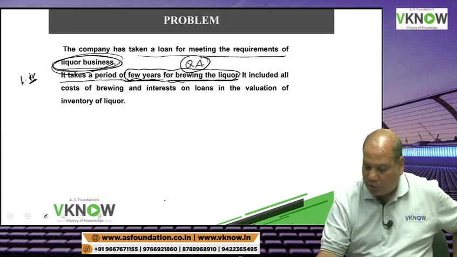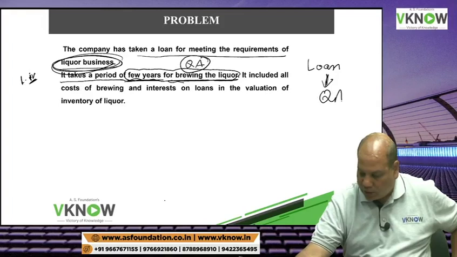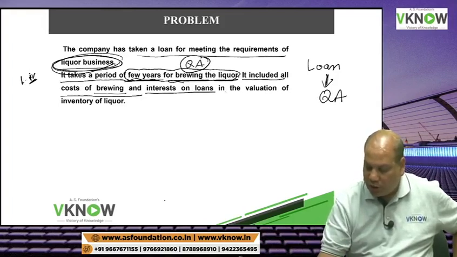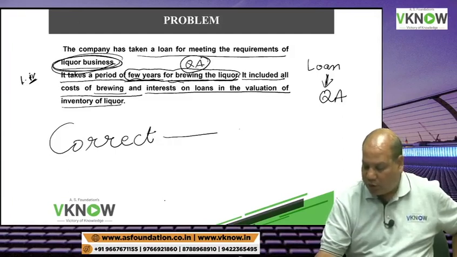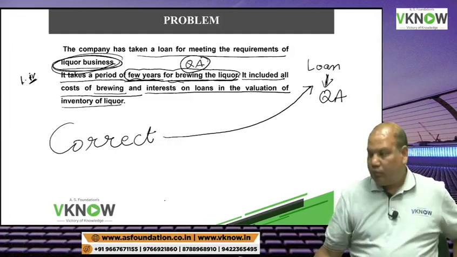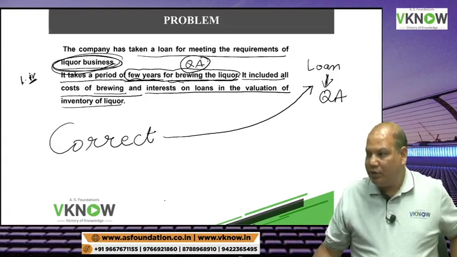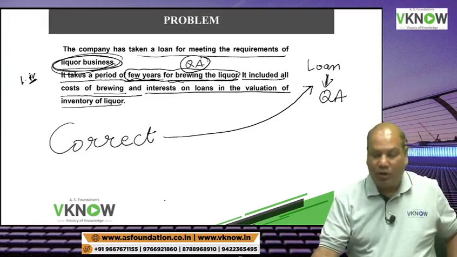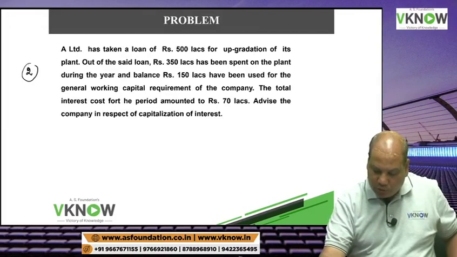Loan is taken for a qualifying asset. It included all cost of brewing and interest on loan in the valuation of inventory of liquor. So the answer is accounting treatment is correct. Loan on qualifying asset will be capitalized. Therefore the accounting treatment given by the company is as per accounting standard 16. We'll practice one more small question, number 2.